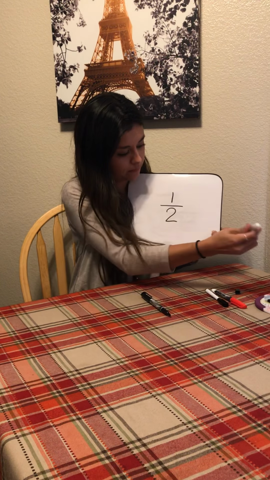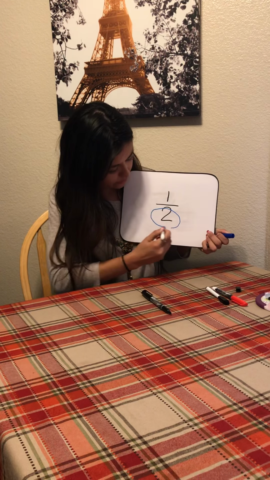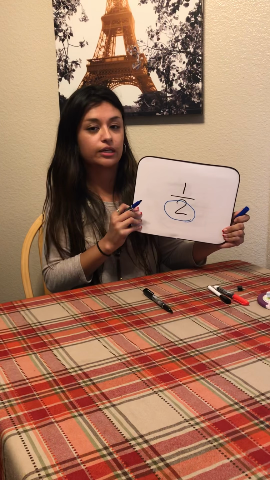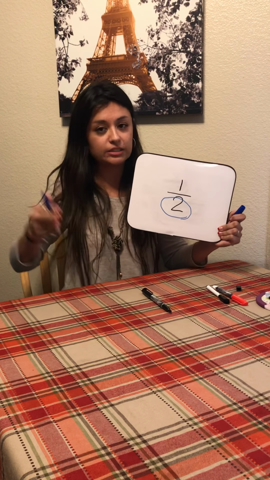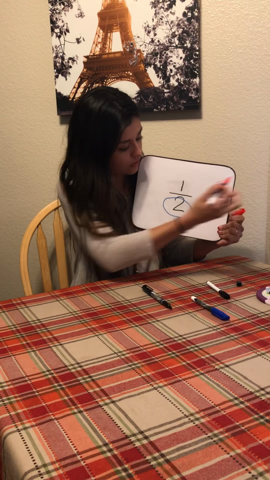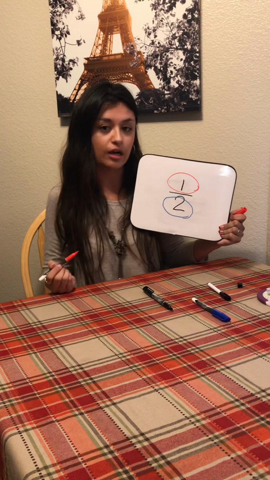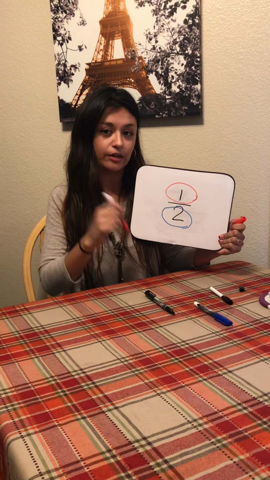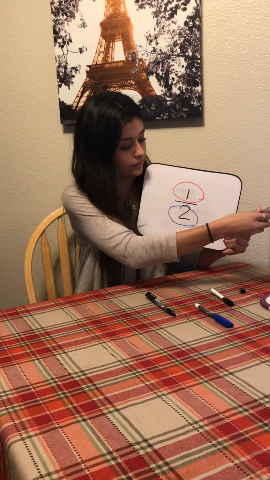The denominator, we'll have our blue, is the bottom number, and the denominator is the whole piece of the pie, while the numerator is the top number, and that is the piece of the whole that you want to have.